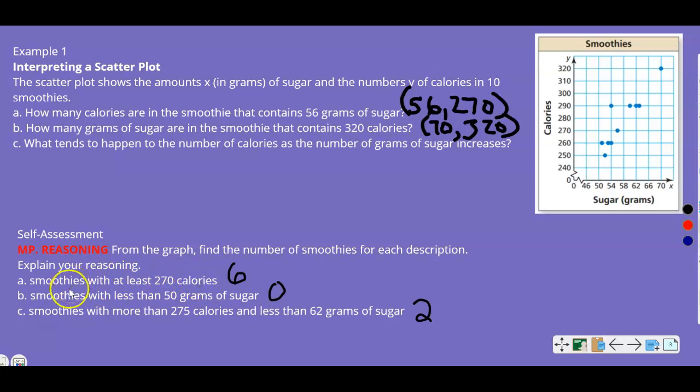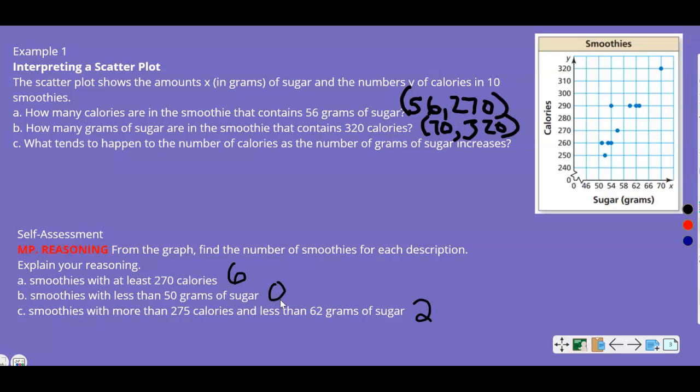All right, find the number of smoothies with less than 50 grams of sugar. Here are the grams of sugar. Here's 50. And if you look up through here, there are none in this area. There are no smoothies below 50. So that means there are 0 smoothies with less than 50 grams of sugar.